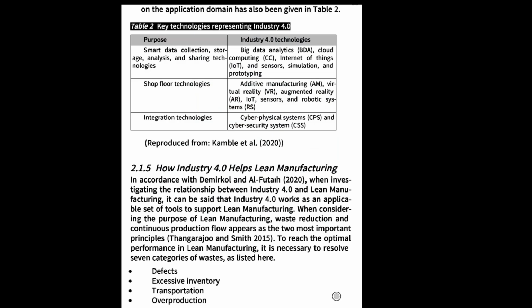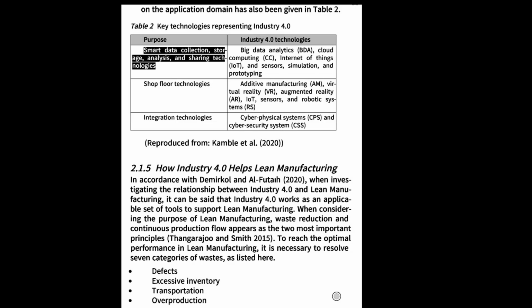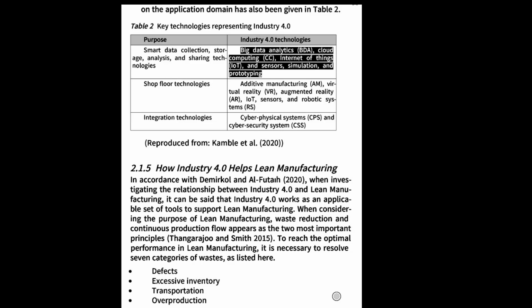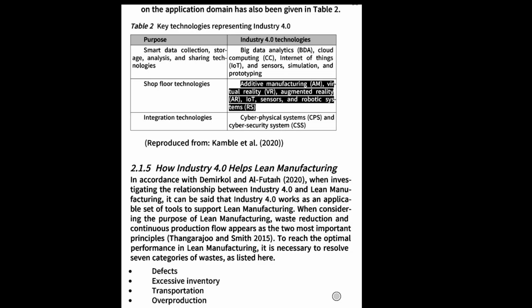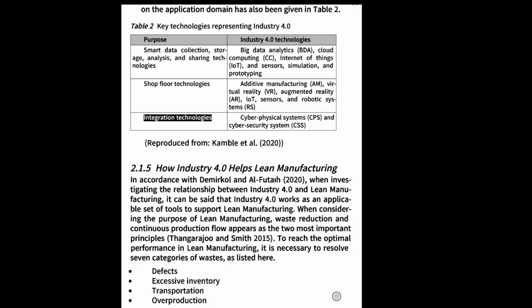Table 2. Key technology representing Industry 4.0. Purpose, Industry 4.0 technology. Smart data collection, storage, analysis, and sharing technologies: big data analytics (BDA), cloud computing (CC), Internet of Things (IoT), and sensors, simulation, and prototyping. Top floor technology: additive manufacturing (AM), virtual reality (VR), augmented reality (AR), IoT, sensors, and robotic systems (RS). Integration technology: Cyber Physical System (CPS) and Cyber Security System (CSS). Reproduced from Campbell et al. 2020.